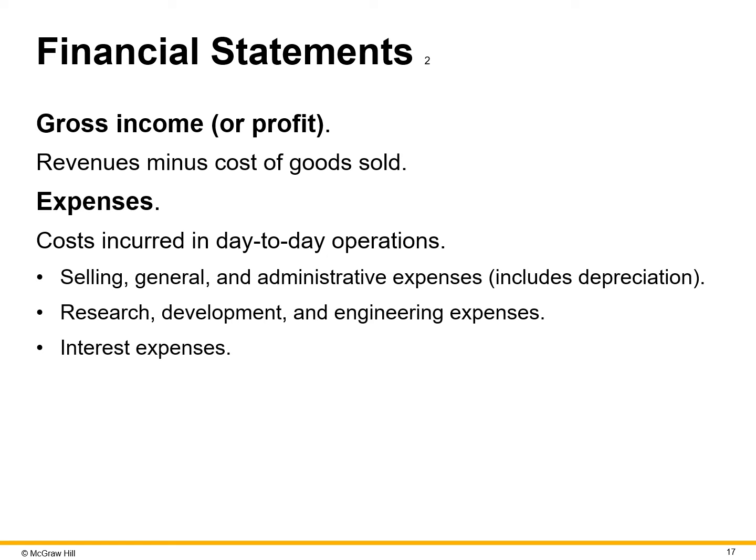Expenses are the costs incurred in the daily operations of the business. There are three common expense accounts shown on the income statement. Selling, general, and administration expenses include advertising, sales, salaries of executives and staff, and the costs of owning and maintaining a general office. Second, research, development, and engineering expenses include scientific, engineering, and marketing personnel, and the equipment and information used to design and build prototypes and samples. And third, interest expenses include the direct costs of borrowing money.